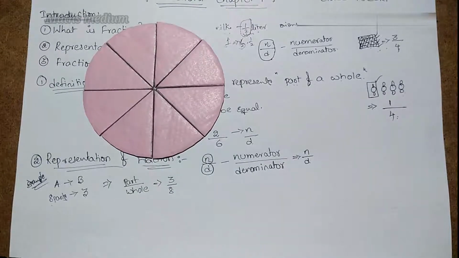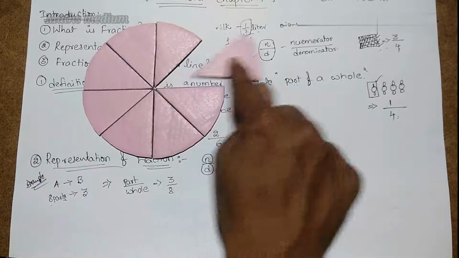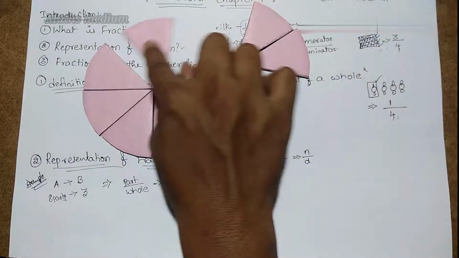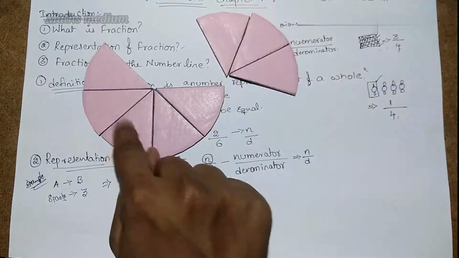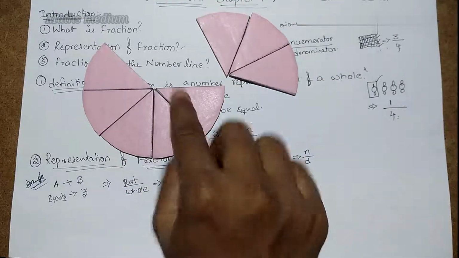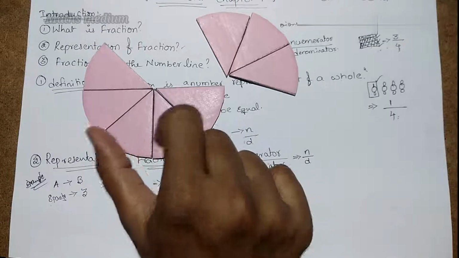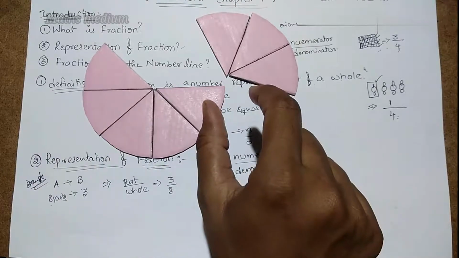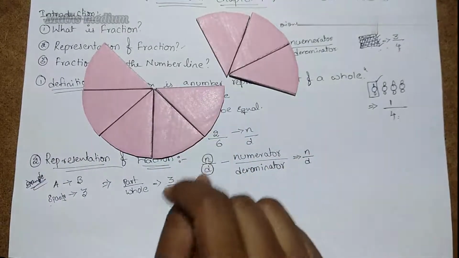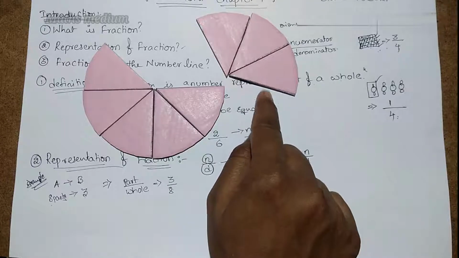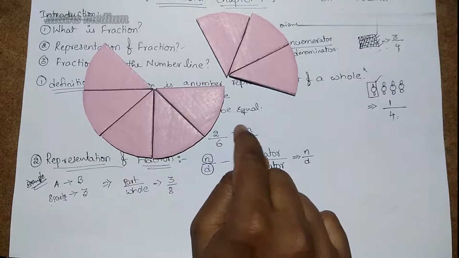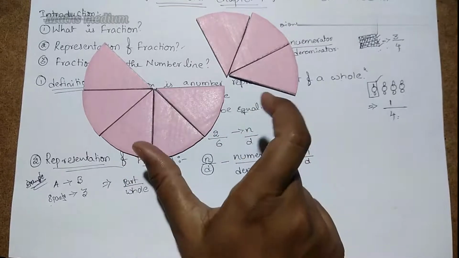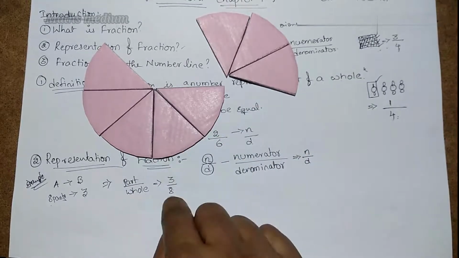If you take this as 1, this as 2 and this as the 3rd part of the circle, and these are the remaining parts of the circle, we cannot represent the remaining parts anywhere in the fraction. The amount that we separate as a part is said to be the numerator, and the total amount, which should be in equal parts, is the denominator.